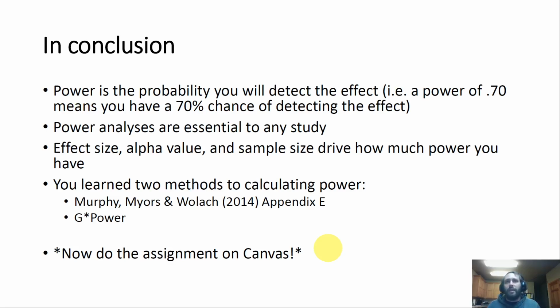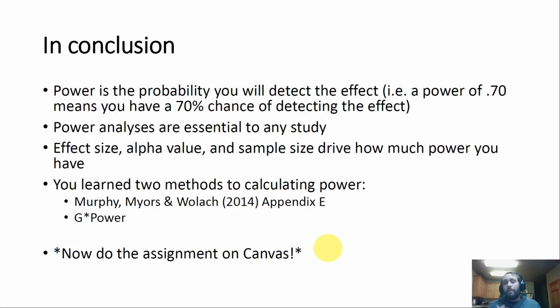It's really people not doing proper power analysis in the past, as you read in your readings, that has led to a lot of big problems, especially when we're doing this hypothesis testing and null hypothesis testing. And again, effect size, alpha values, sample size, and even study complexity drive how much power you have. So in this lecture, we learned two methods of calculating power. The first is the Murphy, Myers, and Wolach Appendix E. The second is through G*Power.